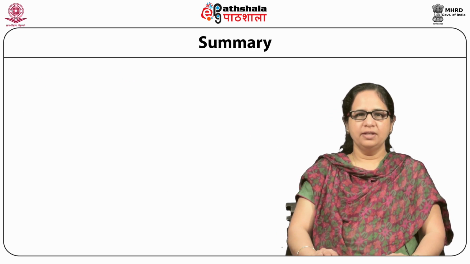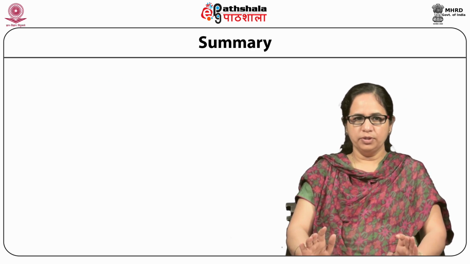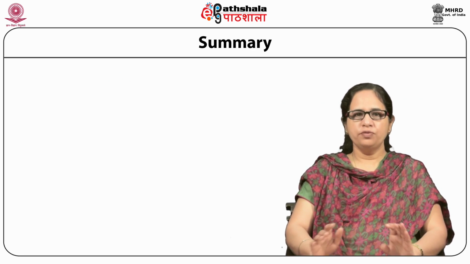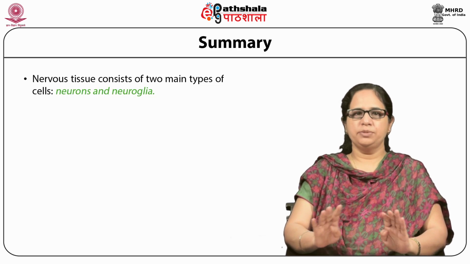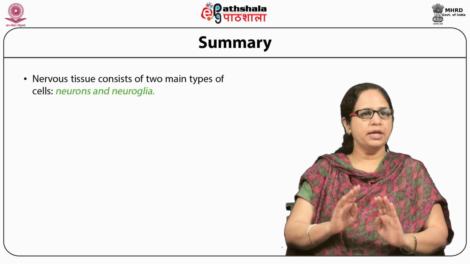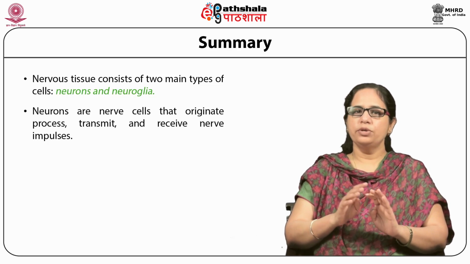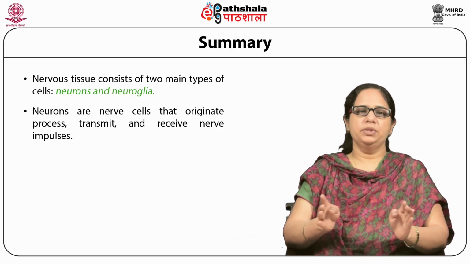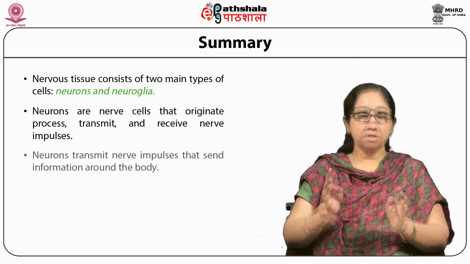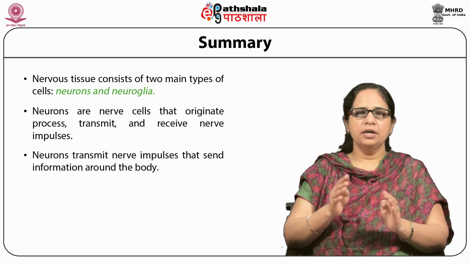So students, let us now summarize what we have learned in this module. We have learned so far that nervous tissue consists of two main types of cells. These are neurons and neuroglia. Neurons are the nerve cells that originate, process, transmit and receive nerve impulses, and neurons transmit nerve impulses that send information around the body.